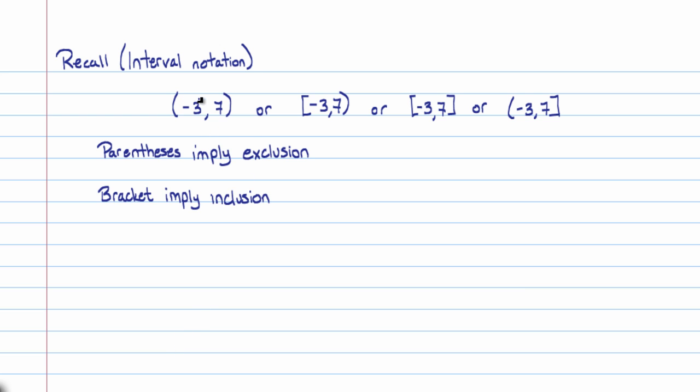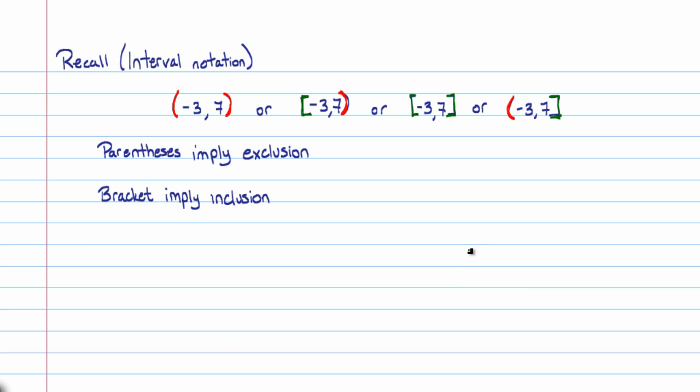Parentheses imply exclusion. In other words, if you look at this parenthesis here, it means we're not including -3. This parenthesis right here means we're not including 7. This parenthesis right here means we're not including 7. This parenthesis right here means we're not including -3. Brackets imply inclusion, so that means that in this one right here, we are including -3. In the next interval, we're including -3 and +7. And in the last interval, we're just including +7.